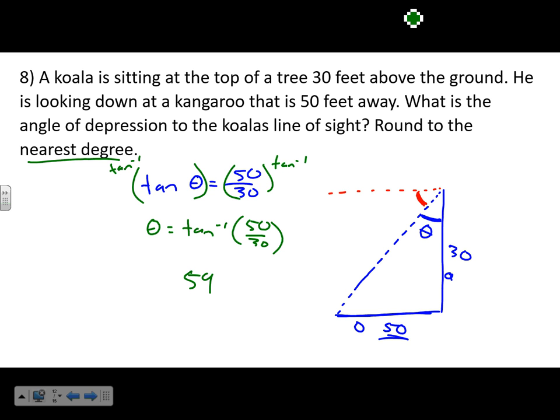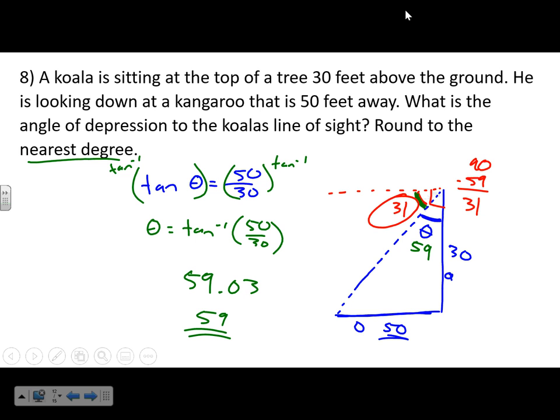A lot of times when we're talking about degrees, they'll have you round to the nearest one, so that is just 59. And again, that's where a lot of people circle it, and they say that's their answer. So that's this angle measurement. The angle of depression is this one. So if that's 59, remember the whole angle is 90 degrees. So 90 minus 59 is 31. So this has got to be 31 degrees. That's the angle of depression.